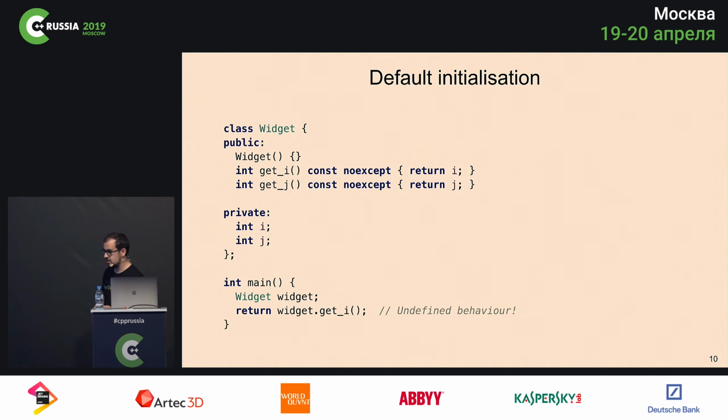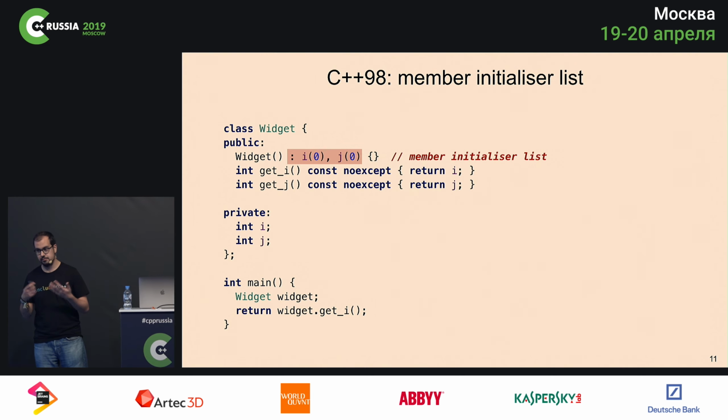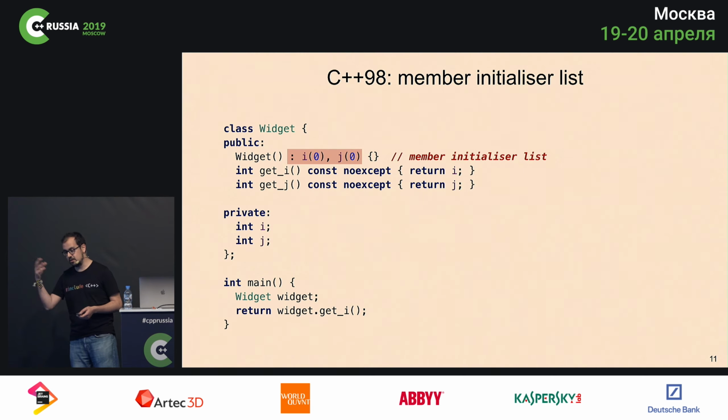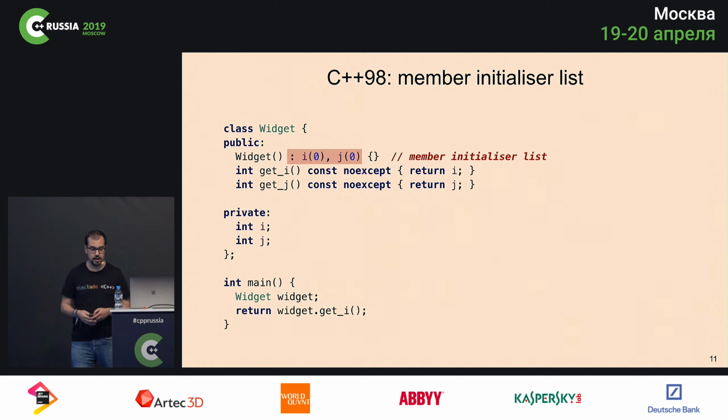Why do classes not initialize their variables, their members? Well, of course, they don't. And if you don't want undefined behavior, you have to initialize them yourself. In C++98, you can do that with a member initializer list. This is not ideal because you kind of have to repeat that in every constructor, and it's easy to forget one of them. And actually, the order in which you write this is not going to be the order in which they're going to be initialized. They're going to be initialized in the order in which they're declared. And there's all these things.